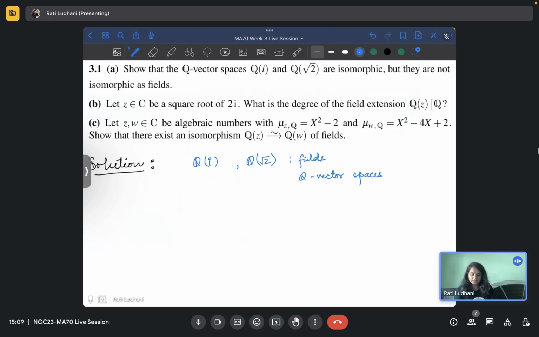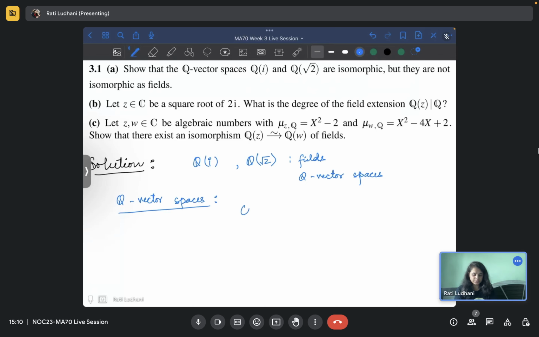So it has been asked, these are isomorphic as Q vector spaces, but they are not isomorphic as fields. Do you have any doubt if these are fields or Q vector spaces? I can explain it. How shall I proceed? Can anyone let me know? First we just take these spaces as Q vector spaces. So we have to show that these are isomorphic.